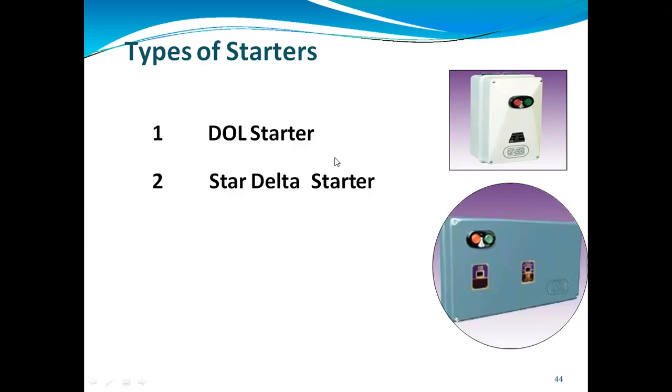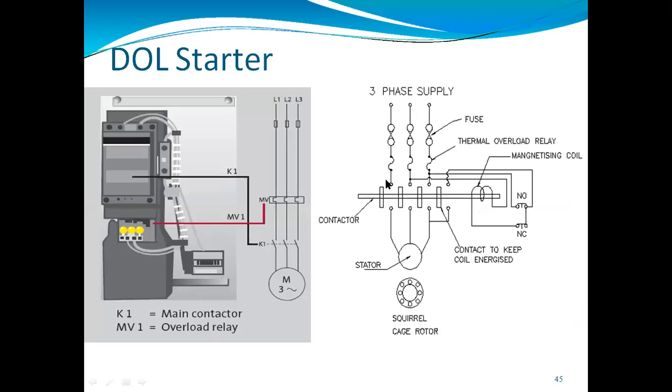But actually, when we use a starter in a three-phase induction motor, in the squirrel cage induction motor we can use star delta, direct online, auto transformer, or a stator resistance starter. So we will see firstly the direct online starter.